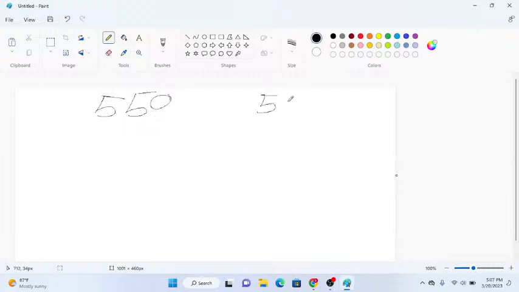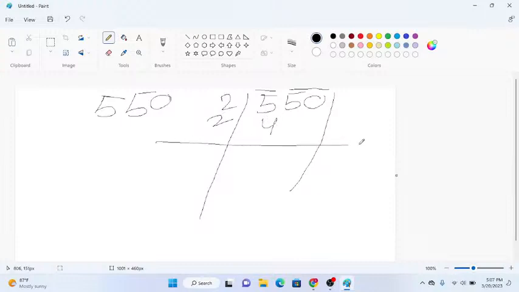This is 550. First of all, make pairs. The first pair is 50 and the second is 5. Now take the counting: 2 2s are 4 and 3 3s are 9. 9 is greater than 5, so we will take 2. We take 2 here and 2 here also, and 2 2s are 4. Now 2 plus 2 is 4, and 5 minus 4 is 1. This is now 150.